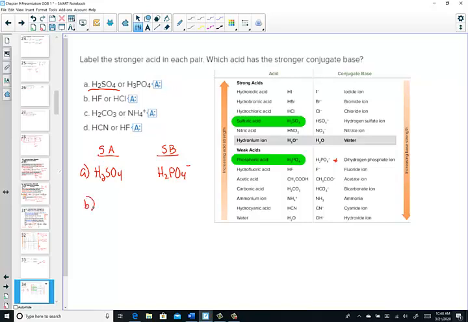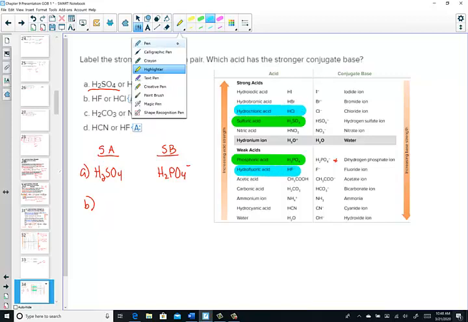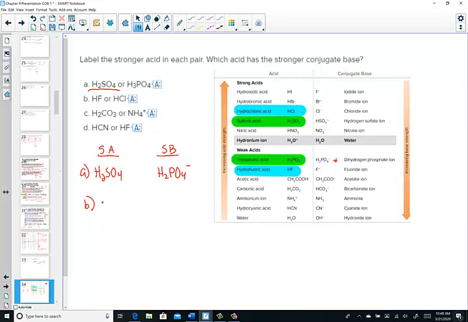How about B? Now in letter B, we have HF, which is listed right here, and we're comparing it to HCl. Well, clearly we see the stronger acid is higher up on the left. HCl is the stronger acid, meaning that the conjugate base of HF is the stronger base. Pretty easy, right? Letter C, how'd you do? Well, let's check.